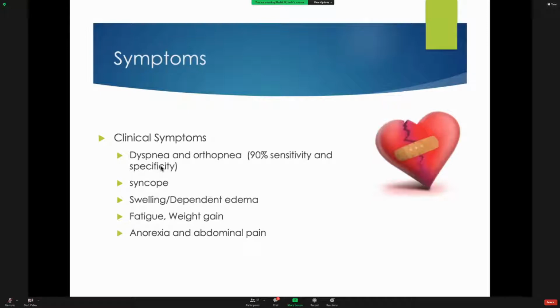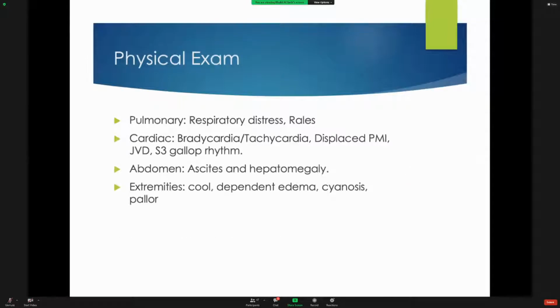So symptoms: dyspnea and orthopnea, which constitute 90% sensitivity and specificity for a heart failure patient. Some people might have syncope, especially when they have arrhythmia, swelling or dependent edema, fatigue, and weight gain from the fluid overload. Some patients might have anorexia and abdominal pain, especially from right-sided heart failure.